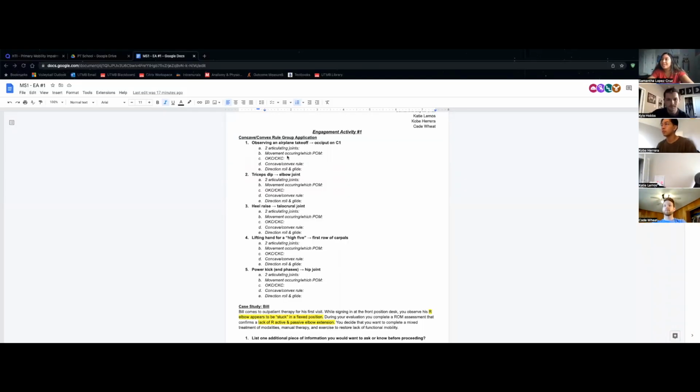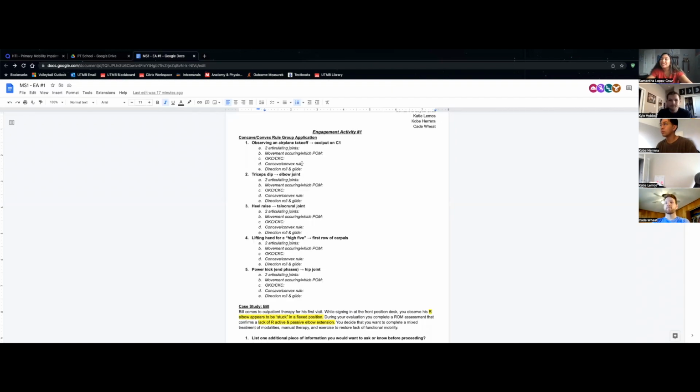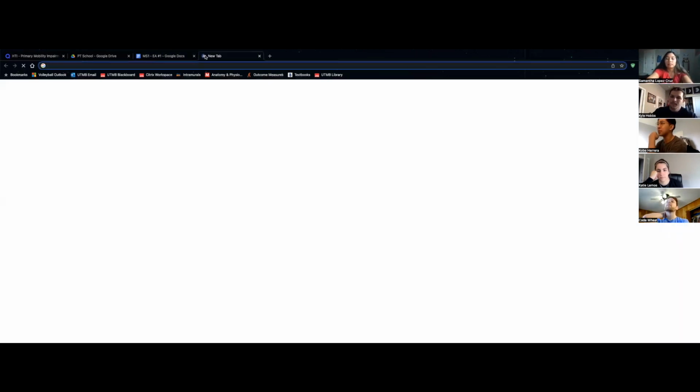Okay. So I guess we can just go through the concave-convex rules first, like a good warm up before we go to Bill. So this would just be capital extension, like watching a plane take off, just looking up, raising your head up. I'm going to look up how the occiput looks again. Wait, the occiput should be the convex one. I think that means just the bottom of the skull.